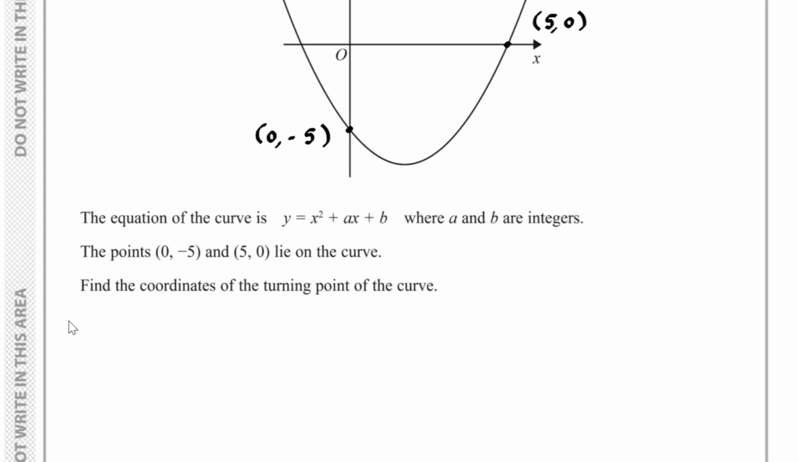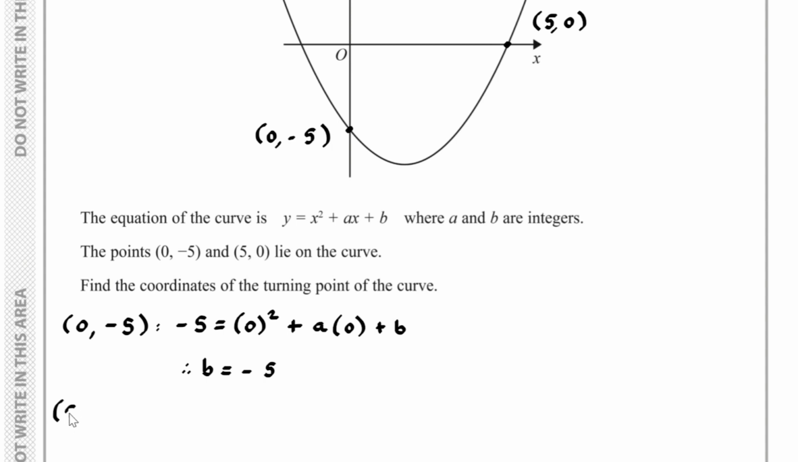So if I substitute in the coordinate 0, -5, x is 0, y is -5, we have -5 equals x squared, so that is 0 squared, plus ax, so that's a times by 0, plus b. So what we can see from here then is b equals -5.